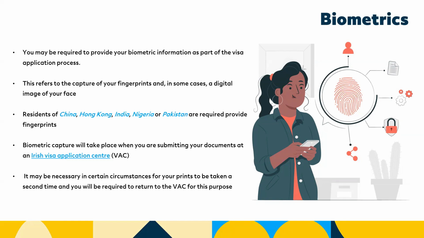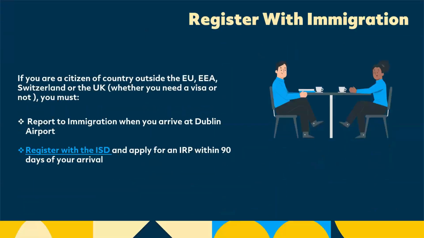So the next step, and this applies, as I said, to everyone, whether you require a visa or not to study in Ireland, would be to register with the immigration. If you are a citizen of a country outside of the EU or EEA, you must report to the immigration when you arrive at Dublin Airport. And then you must register with the Immigration Service Delivery Department, right?